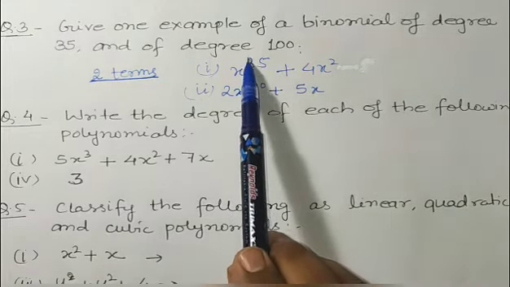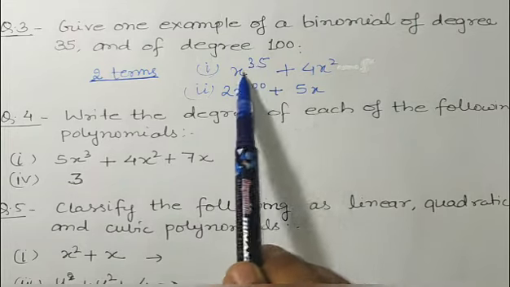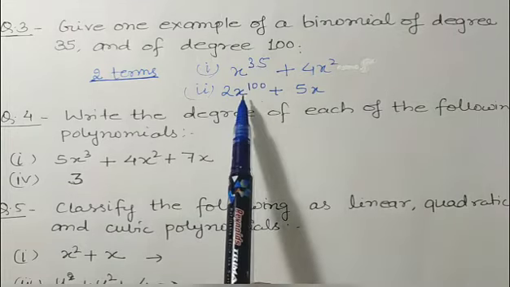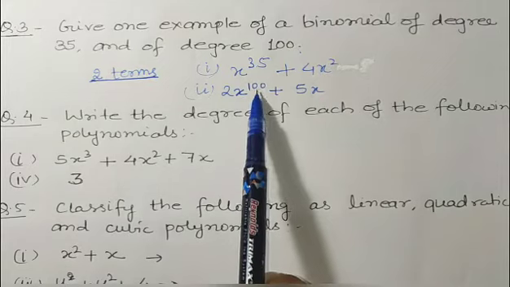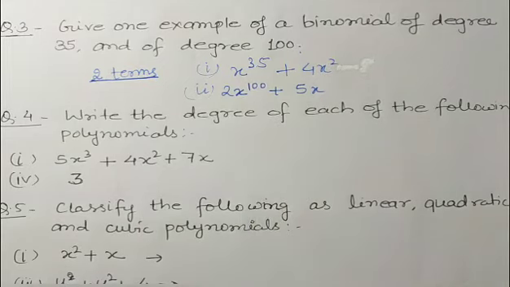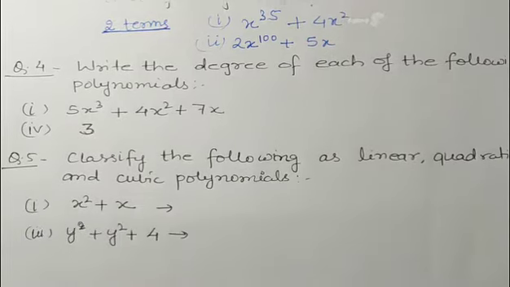So here x to the power 35, so the degree of this polynomial will be 35. Here x to the power 100, so the degree of this polynomial will be 100. Okay. Now coming to the next question.